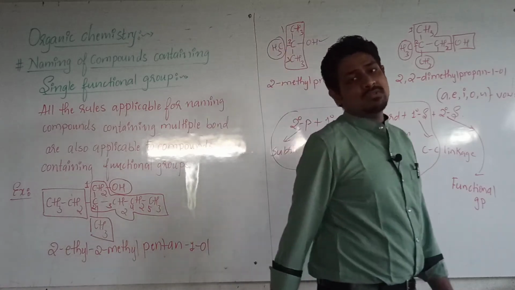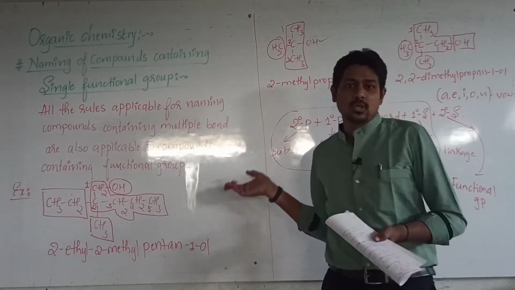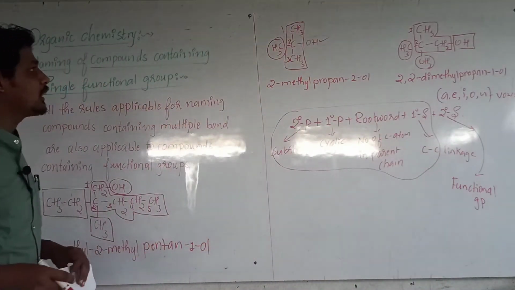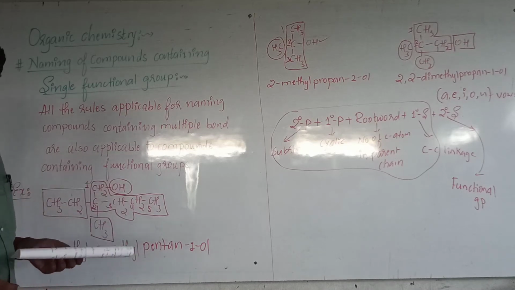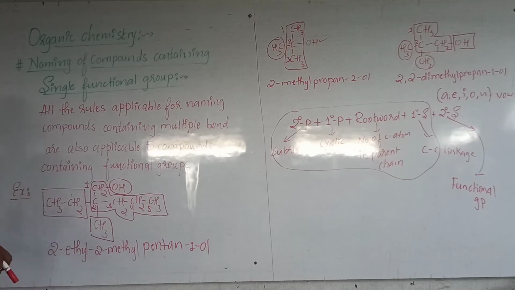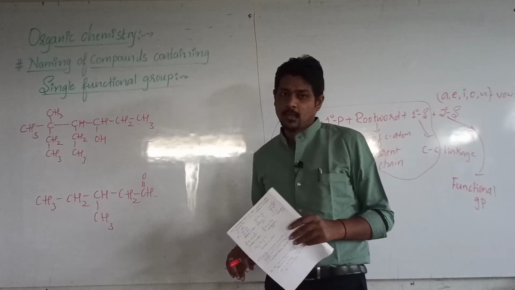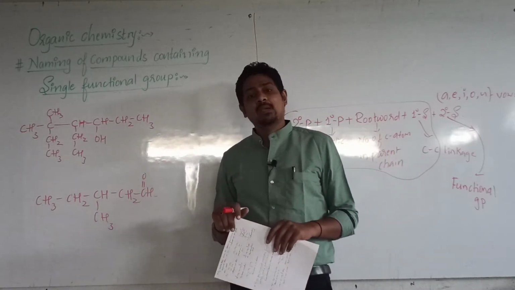So all the rules which are applicable for the compounds containing a double bond, the same rules are applicable for the compounds containing the functional group. Okay, so now we will move on to the exceptional rules. Let us see the exceptional rules when the compound is containing the functional group. Alright students, now we will see one more exceptional case.